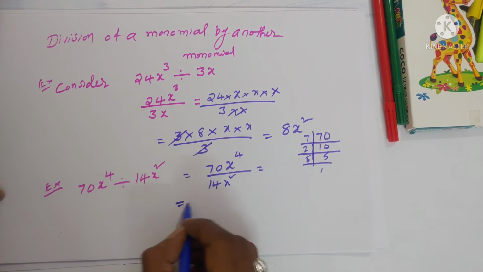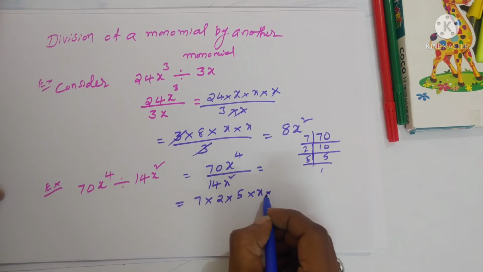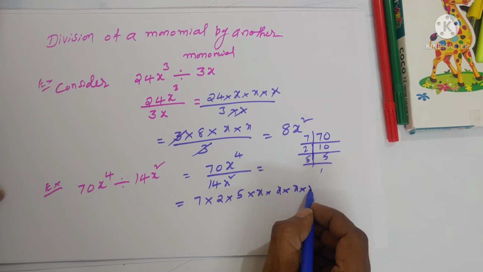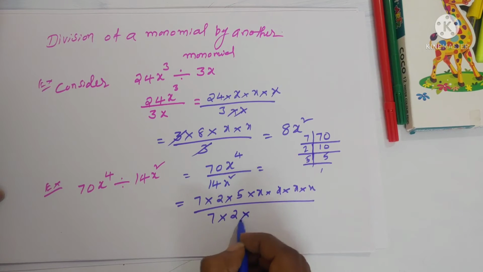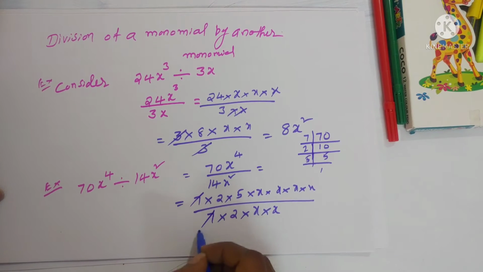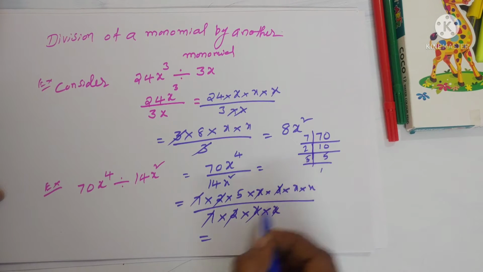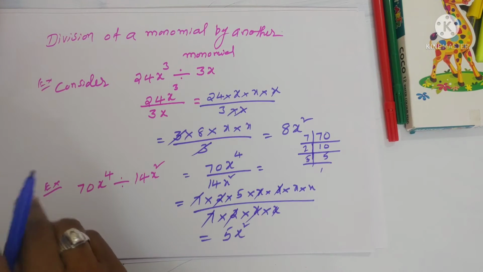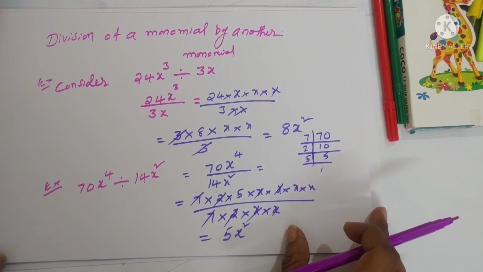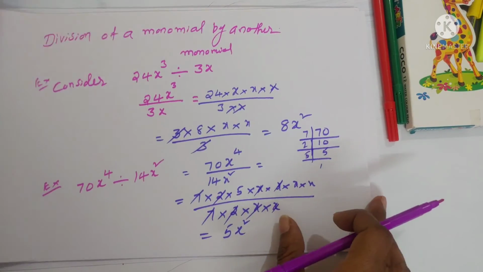So you can write it as 7 into 2 into 5 into x power 4, which is x into x into x into x, expanded in 4 times. Again here, 14 is 7 into 2, then x square is x into x. So by cancellation, 7 gets cancelled, 2 gets cancelled, x gets cancelled, x gets cancelled. The remaining term is simply 5x square. So this is how to do the division of a monomial by another monomial.